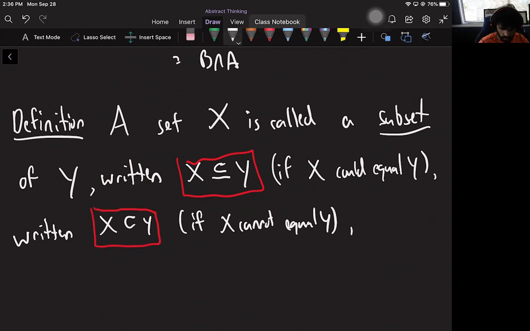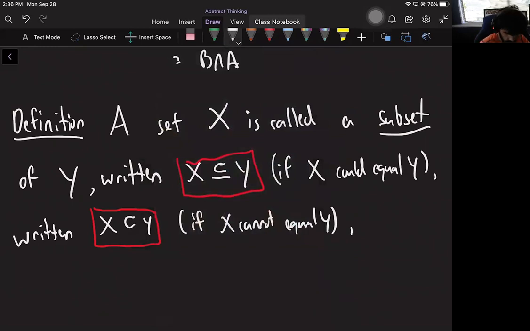Sort of compared to saying less than or equal to. So like you could say 3 is less than or equal to 3 if you want, and that's true. But you can't say 3 is less than 3 because it's not. It's equal to it. Okay, more on that later. Let me finish this definition.